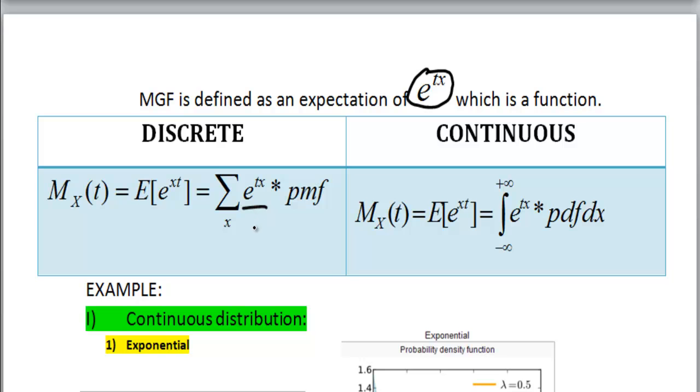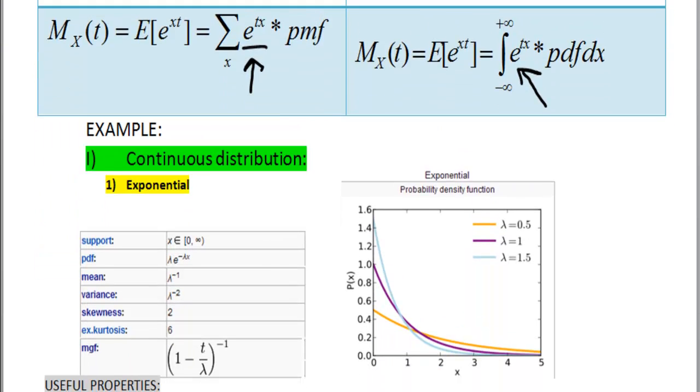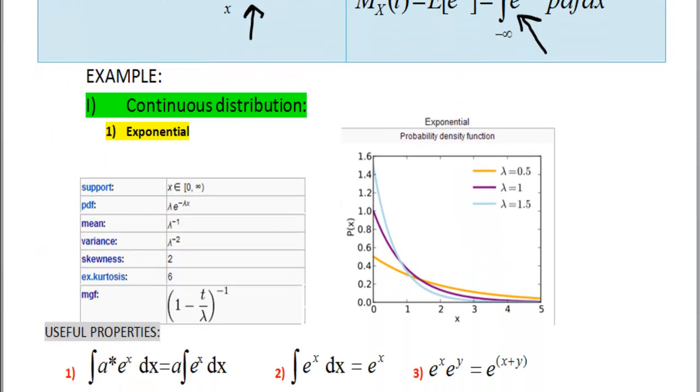And it turns out that we do it exactly the same as we did for random variables. We plug the e to the t times x inside this expression, inside the summation sign. And for continuous variables, we plug it here. And we just evaluate the integral. Okay, so let's proceed swiftly for an example.